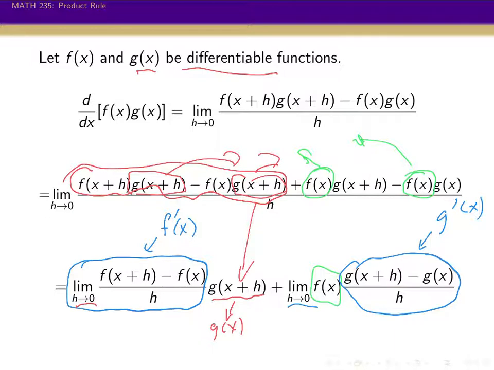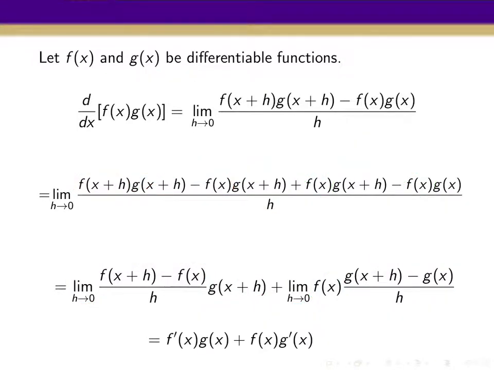There are no h's here. And so f of x is not affected by the limit at all. So it's just going to be f of x. So at the end of the day, this is going to equal, well, that limit is f prime of x times g of x plus f of x times the other part of the limit, which is g prime of x. And that is our product rule.